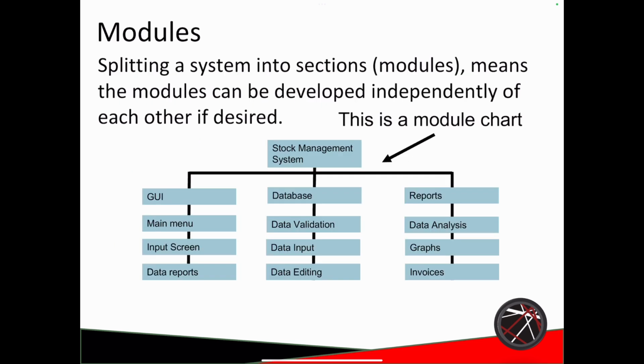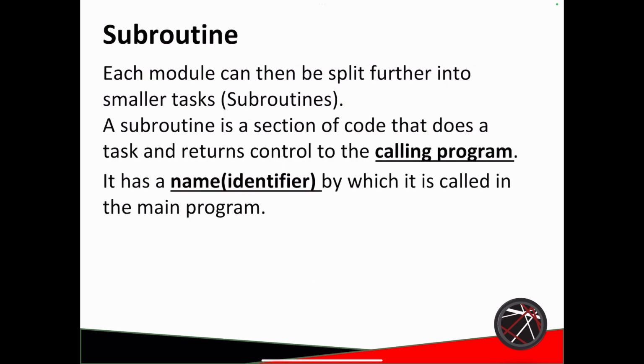One of the things that you need to do for the NEA is to draw a module chart, and you can see an example of one here. I've got a stock management system. It's separated out into a GUI module, a database module, and a reports module, and therefore, again, helps you to approach that. And if you imagine doing this programming with multiple programmers, you could allocate each programmer a separate module to work on at the same time. And obviously, that's going to speed up the process of getting the system made.